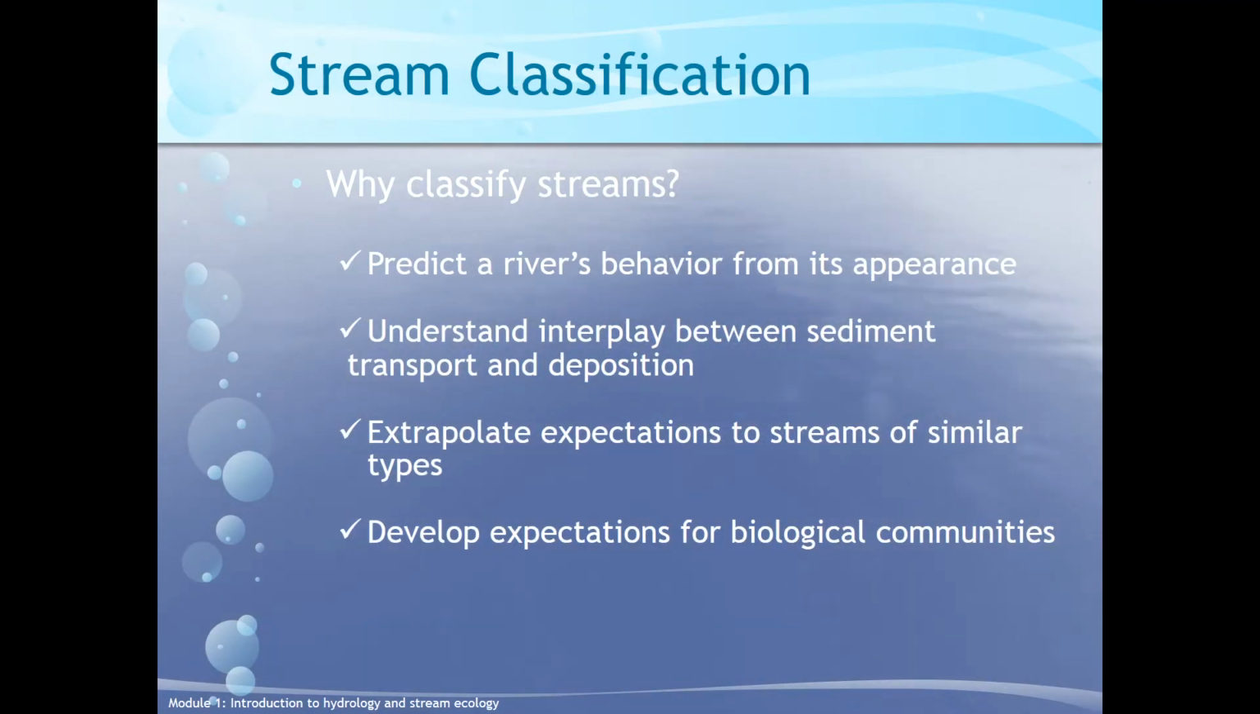And now that we've defined a few terms, let's discuss stream classification and why we would want to classify streams. Well, there are many reasons, and here are just a few. It allows us to predict a river's behavior from its appearance. We're better able to understand the interplay between sediment transport and deposition. We can extrapolate our expectations to streams of similar types and develop expectations for the biological communities that are associated with the different stream types.